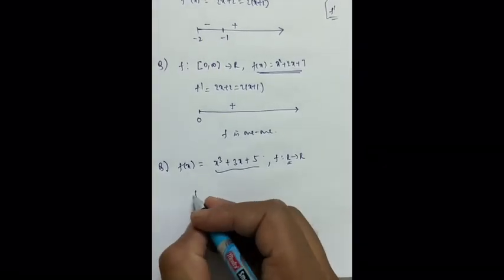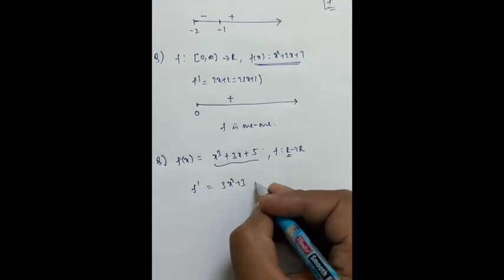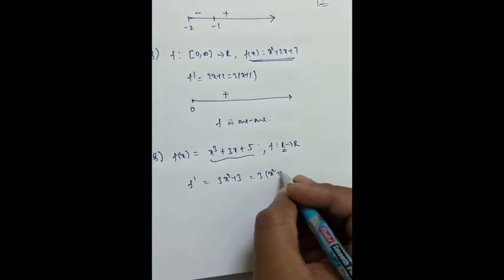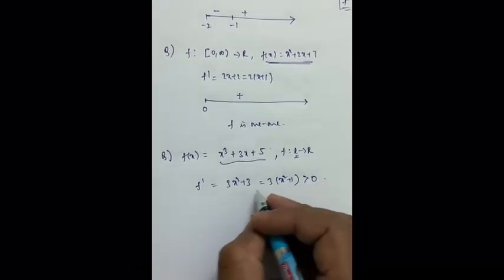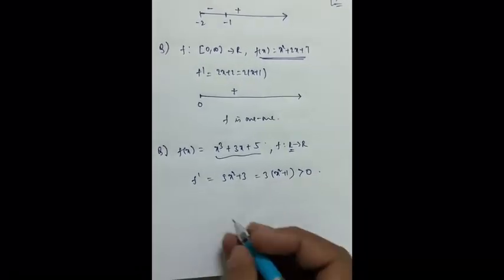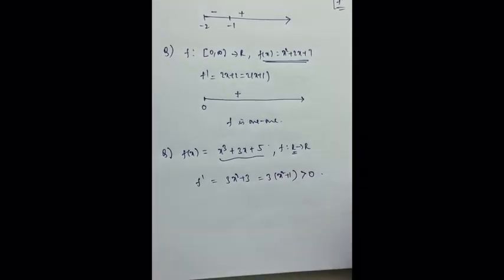So let's go with f dash. So f dash is 3x square plus 3, which is 3 times x square plus 1. So you can see f dash is always positive, right? No matter what the value of x is, f dash is always positive, which means f is always increasing, and if f is always increasing, the function is 1 1.